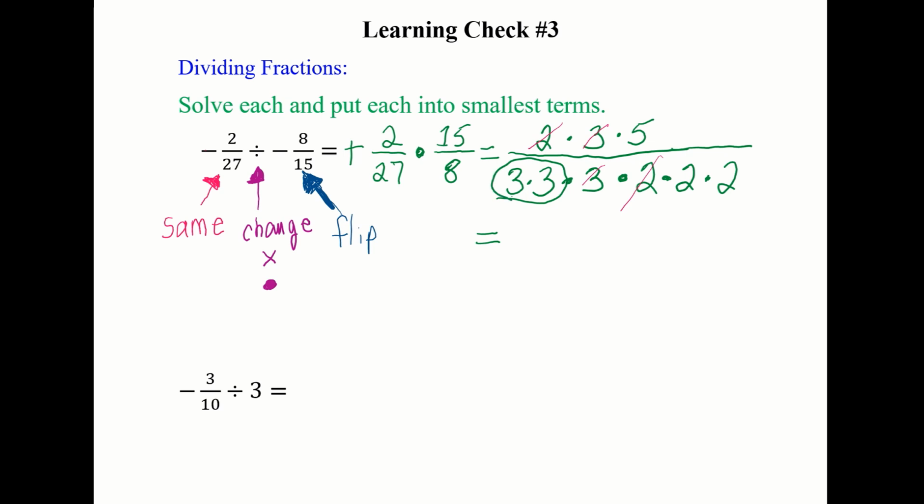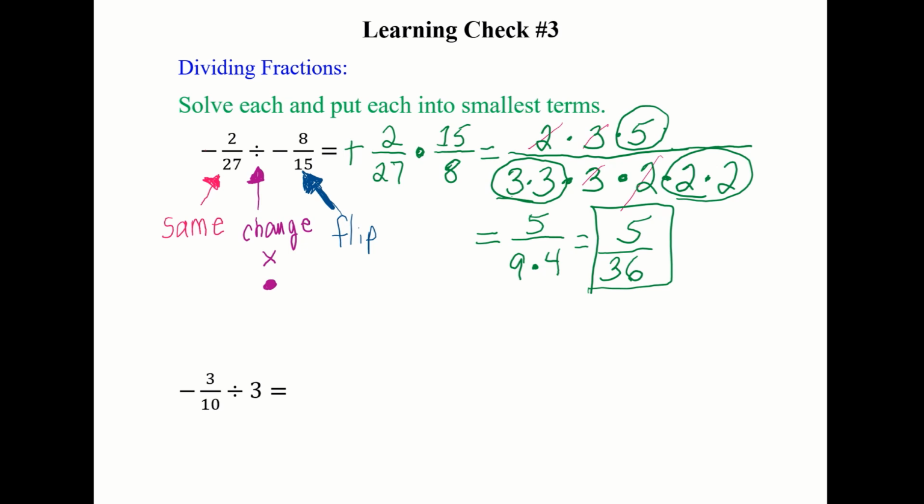So now, what do I really have left? Well, I have 3 times 3 is 9, and 2 times 2 is 4, and I have this 5 on top. So that will be 5 over 9 times 4, and 4 times 9 is 36. So 5 over 36 would be your final answer for that one. Now let's go to the next one.